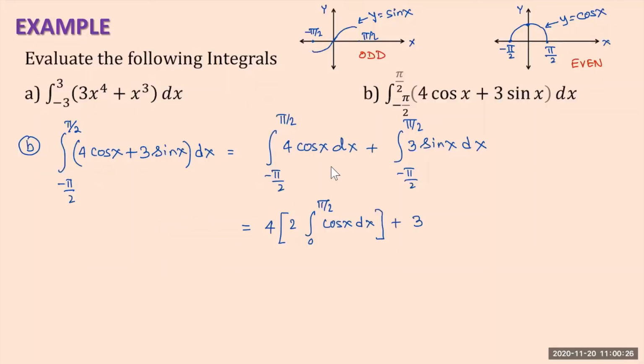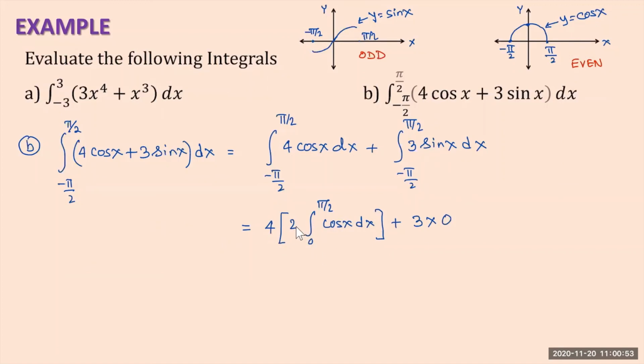Plus 3 is a constant multiple. We can take that out. Times the integration of sine. Sine is an odd function, and we are integrating from -pi/2 up to pi/2, which is the same as -a to a. Since this is an odd function, the value of the integral over here will be 0. 3 times 0, so the integration of the second part will be 0. All we have to do is integrate the first part.